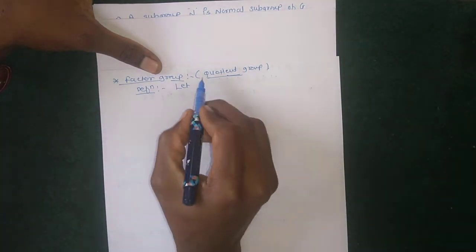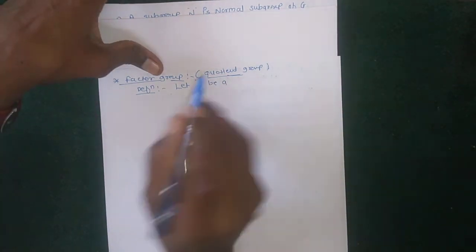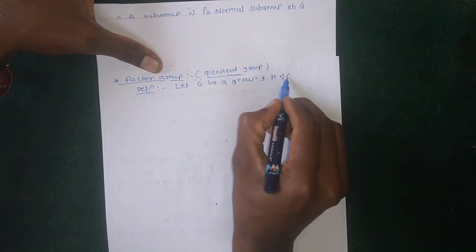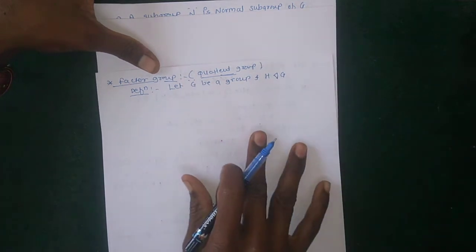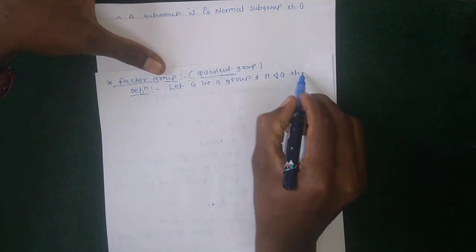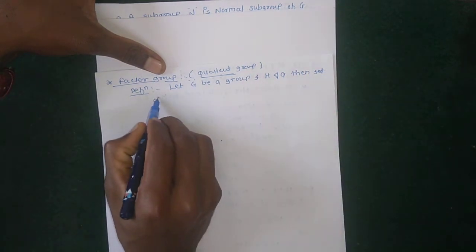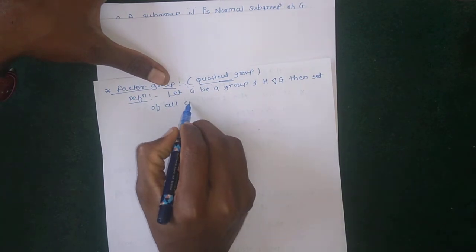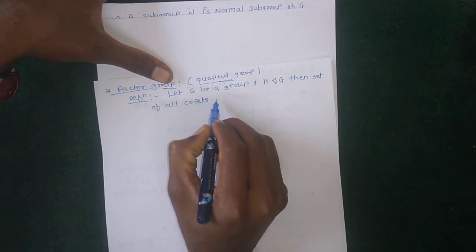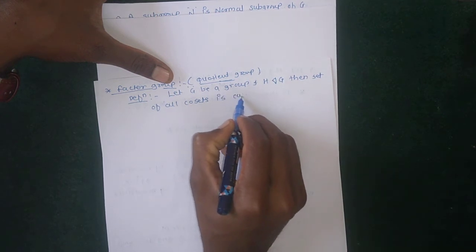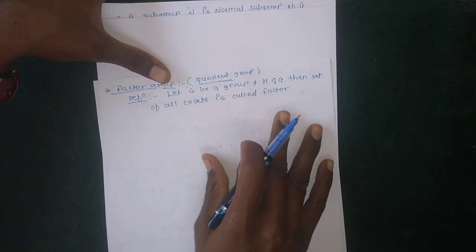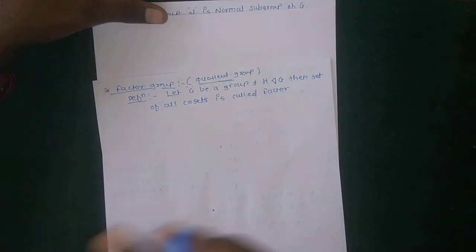Definition: let G be a group and H is a normal subgroup of G, then the set of all cosets is called factor group. Given that H is a normal subgroup of G and G is a given group.